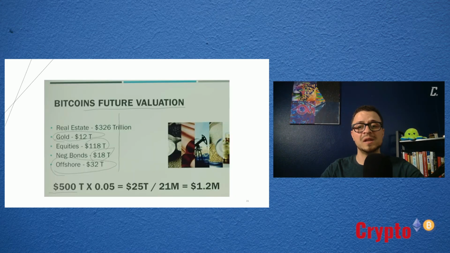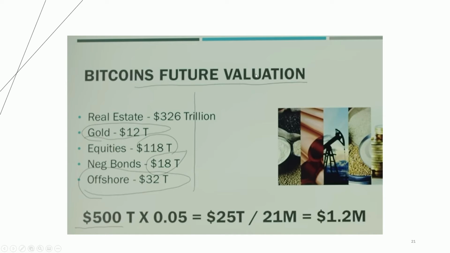And for his valuation, it's pretty straightforward. So he made it super simple, and he looked at different assets. So he just looked at assets that Bitcoin could potentially disrupt. So when we look at these, he had real estate. It's humongous. It's the biggest asset in the world. We had gold, equities, negative bonds, and offshore money.